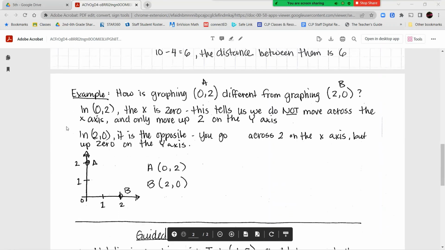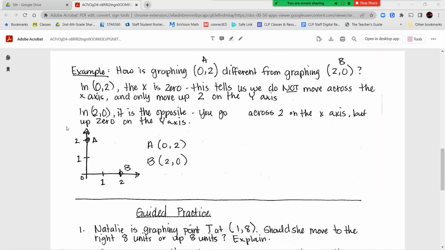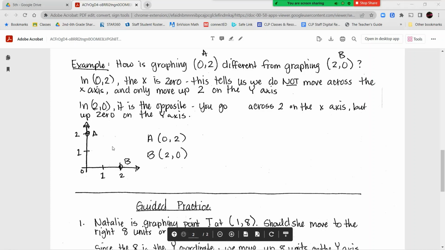And let's look at one more example before our guided practice. This one says, how is graphing 0, 2 different from graphing 2, 0? So I labeled them points A and B. Now in 0, 2, the x is 0. So that means I'm not going across at all, but I'm only moving up 2. And in 2, 0, that tells me that the x is 2. So I go across 2, but I don't go up anything because the 0 is now in the y coordinate location. So these ones are across from each other. One sits on the x-axis and one sits on the y-axis.